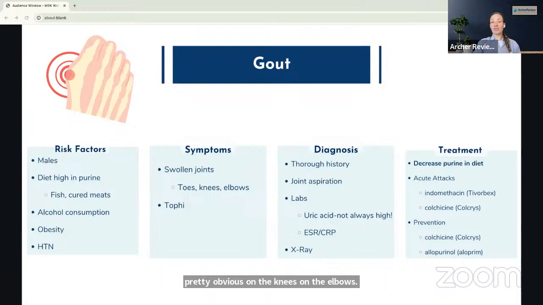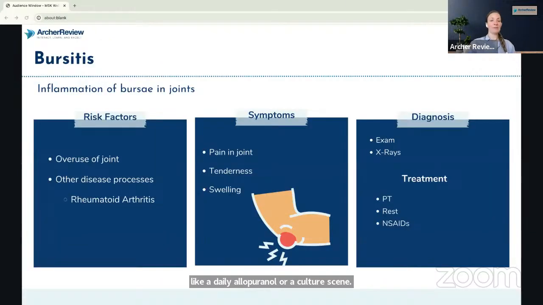But the way that we treat this is going to be an acute attack if they're not having too many a year. We can just use an as-needed thing like colchicine or indomethacin is very common. If they're getting lots of attacks, we're going to start talking about prevention and being on it like a daily allopurinol or a colchicine treatment.